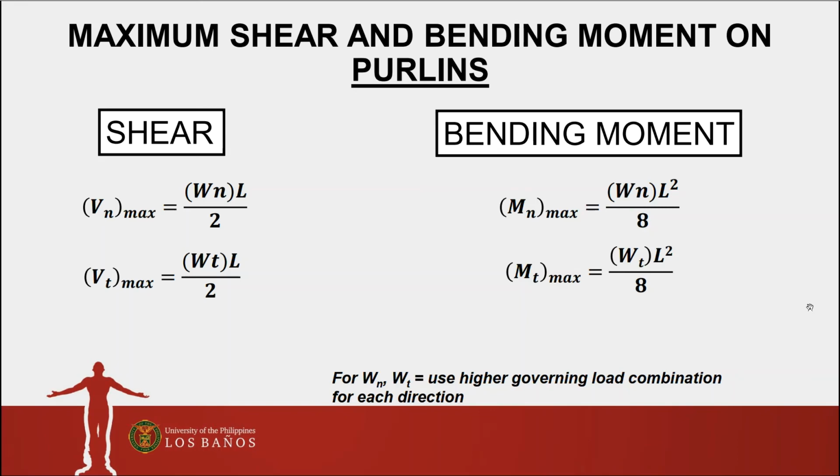So getting the maximum moment for a simple beam with uniformly distributed load is wL squared over 8. So getting the normal bending moment, you will need to use the total loads acting in the normal direction of the purlin. So that is true also for the tangential bending moment. Okay. For W sub n, W sub t, use the higher governing load combination for each direction. Okay.